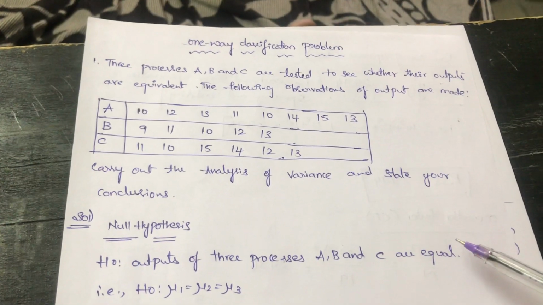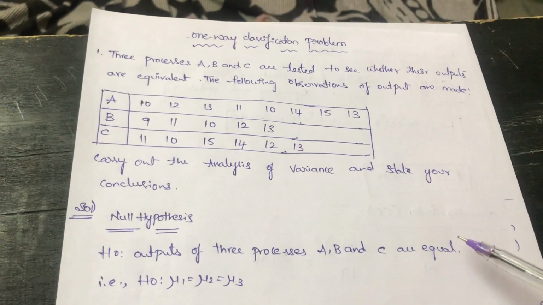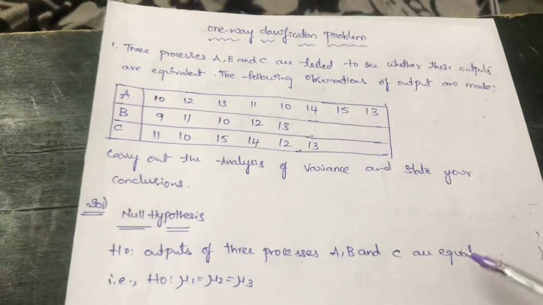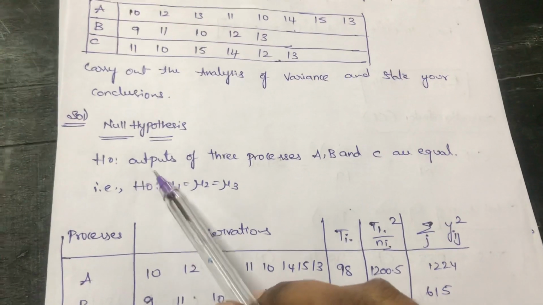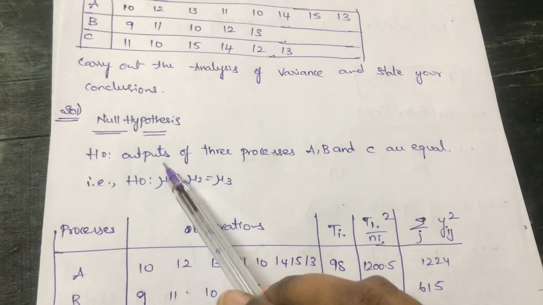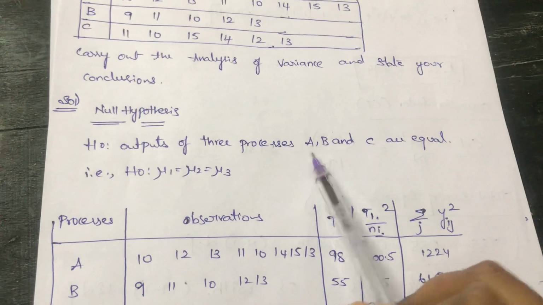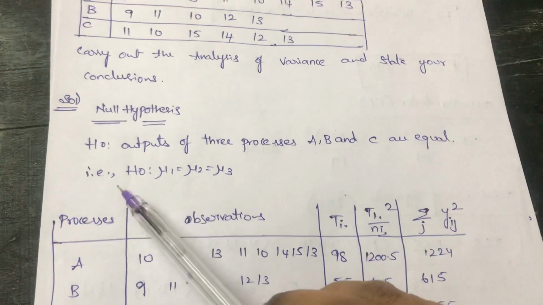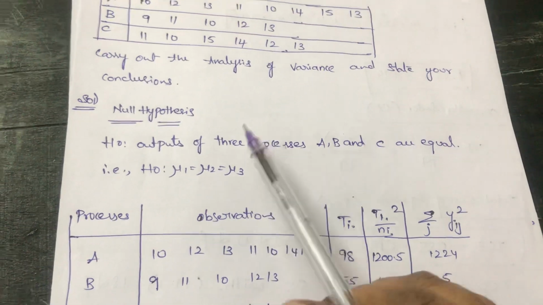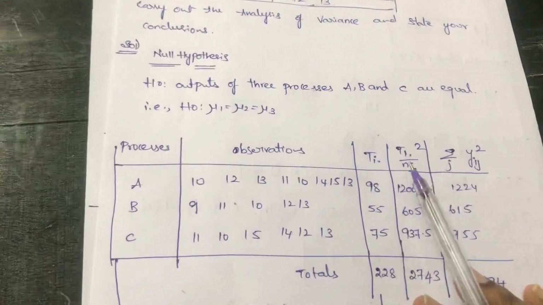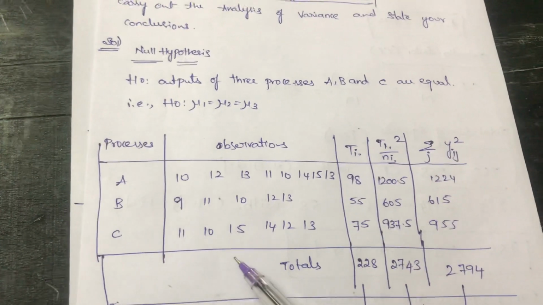To do an analysis of variance of one-way classification, first of all we have to set the null hypothesis. So here the null hypothesis H0 is that the outputs of the three processes A, B and C are equal. That is, symbolically, H0: mu1 = mu2 = mu3. So we have observations and we have to calculate here like this.